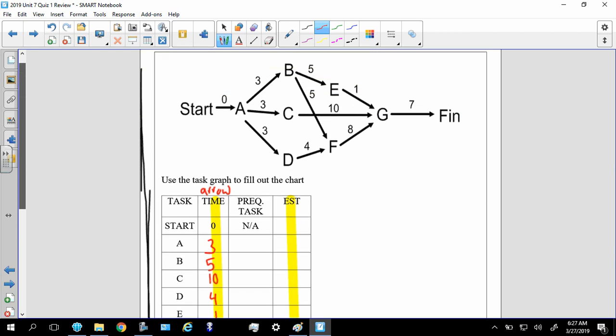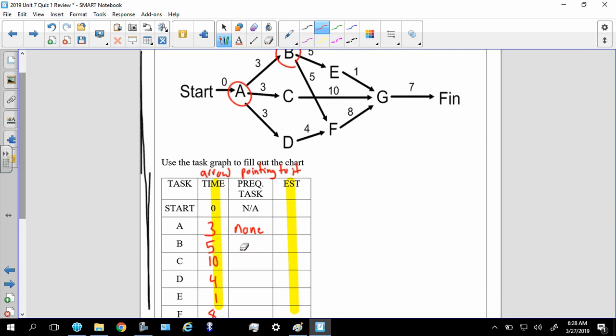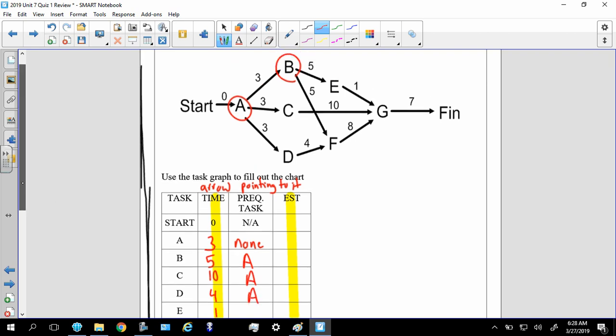Okay. Now, next, the prerequisite task, and that is what's pointing to it. So, for example, A here. What's pointing to A? Well, that's the start. We put none, because that's another way of saying no prerequisite task. But look at B here. What's pointing to B? Well, that's A. A is pointing to B. So you're always looking behind. Notice C. A is pointing to C. A is pointing to D. Those are prerequisite tasks. All right, let's see what's next.